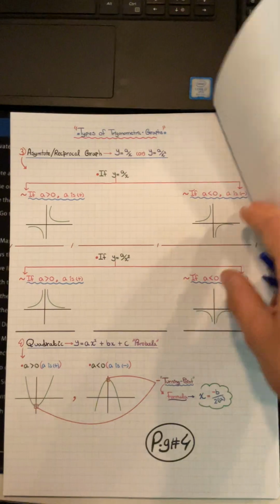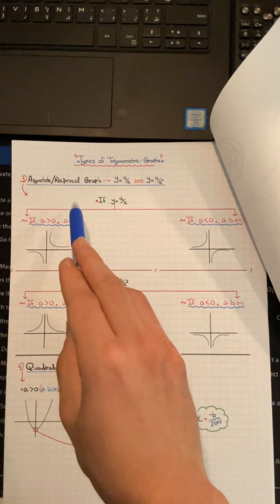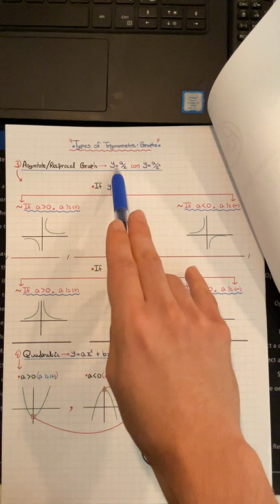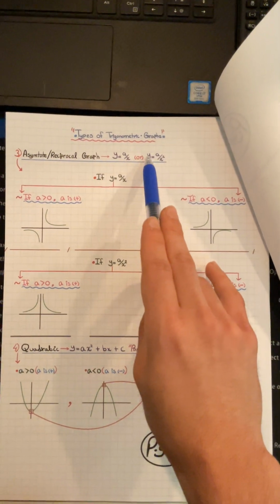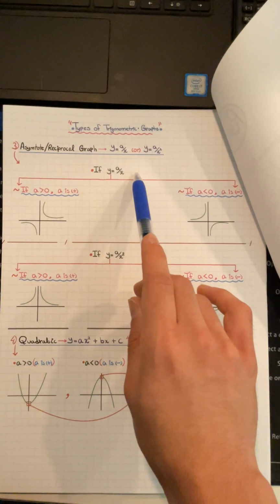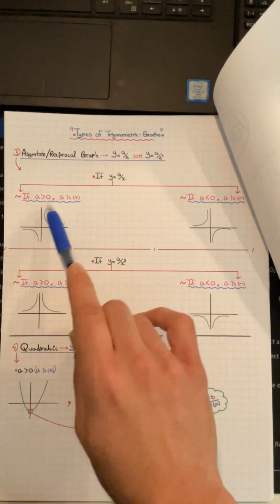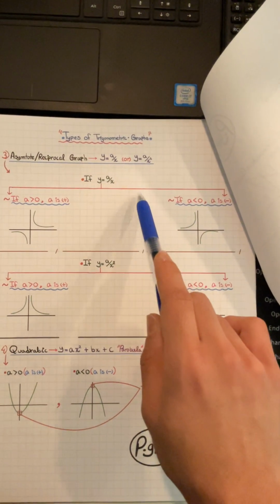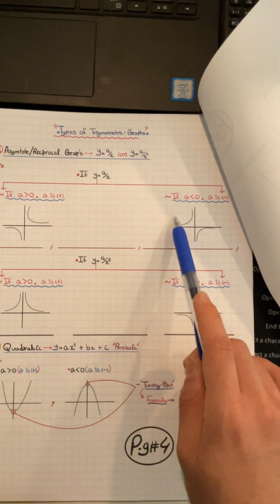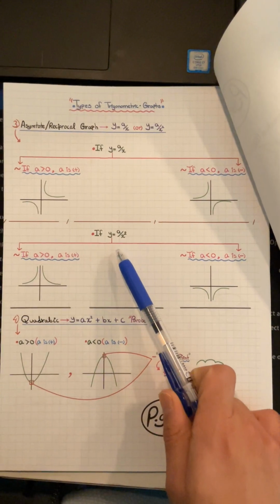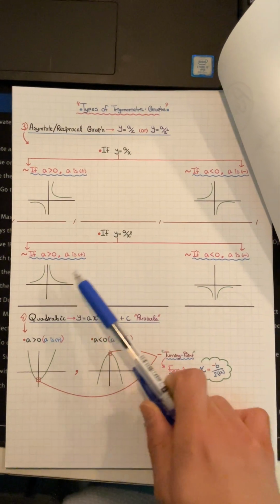The asymptote or reciprocal graph is followed by two formulas: y is equal to a over x, or y is equal to a over x squared. If y is equal to a over x, and a is positive, greater than 0, it will look like this. If y is equal to a over x and a is negative, less than 0, it will look like this. If y is equal to a over x squared, a is positive, it looks like this; a is negative, it looks like this.